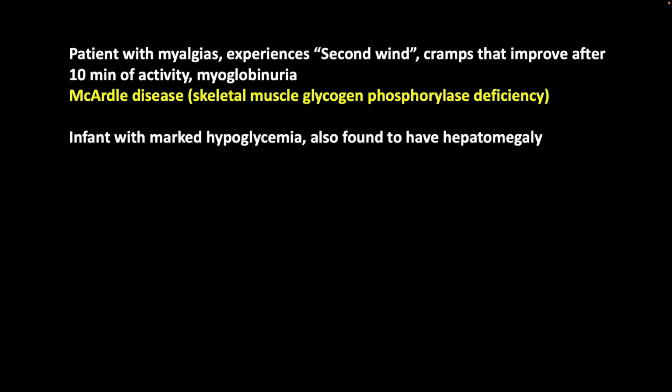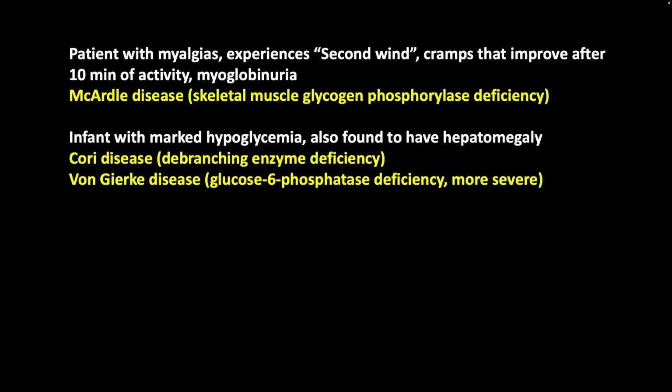You have an infant with marked hypoglycemia, also found to have hepatomegaly. This would be Cori's disease, a debranching enzyme deficiency. You can also get von Gierke's disease, and that's a glucose-6-phosphatase deficiency, and this is more severe.